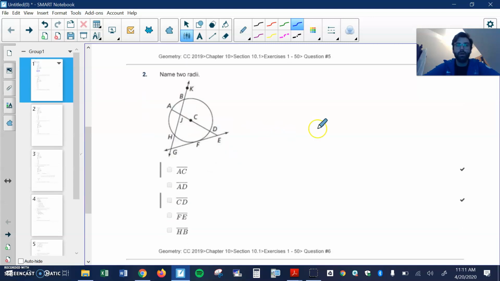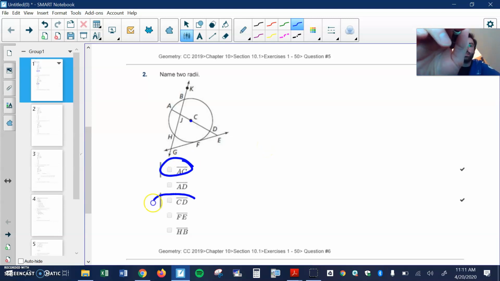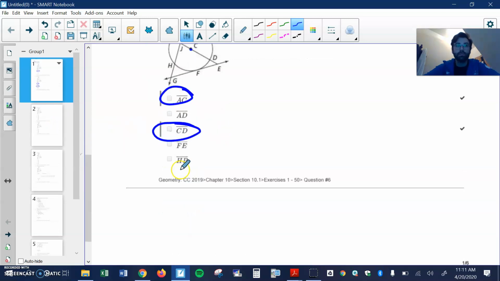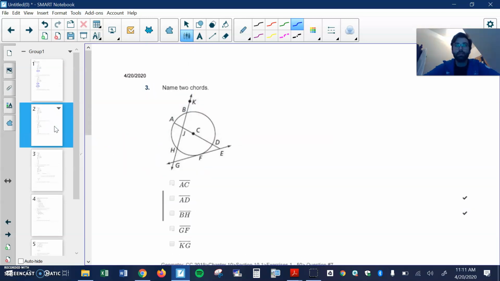Name two radii. Well, remember a radius starts at the center of our circle and travels to a point on the circle. So our radius must have point C in it. The only two with point C in it are AC and CD. They start at the center and go to a point on the circle. Okay. Let's go with 3.